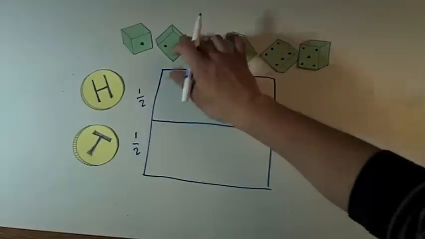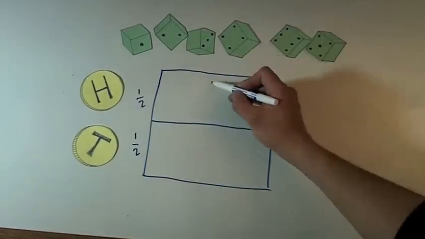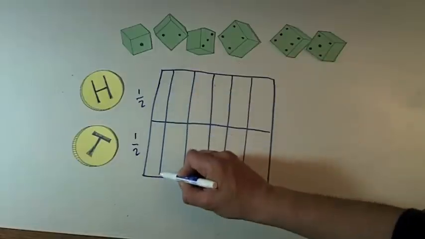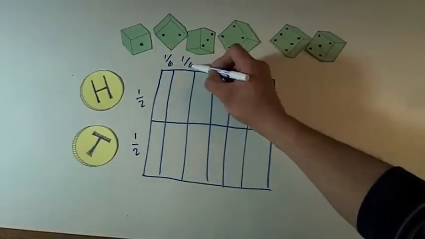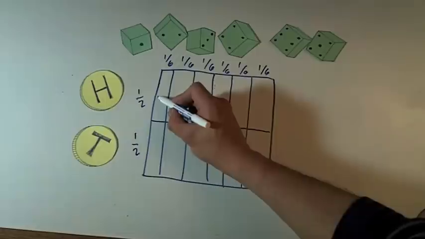Now we have 6 choices on top for the die here, and so what we need to do is divide this into 6. So here we go. Draw these lines. They're roughly 1/6 each. There's a 1 out of 6. Okay, so now we can fill these in.